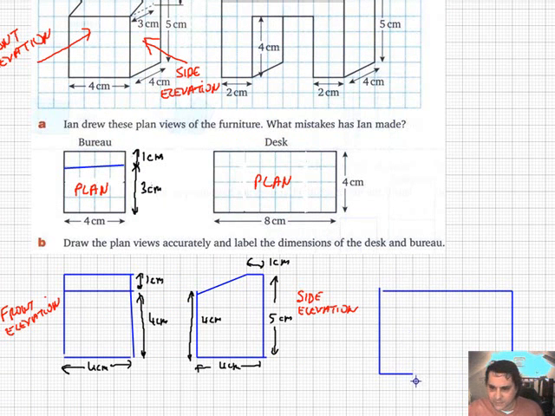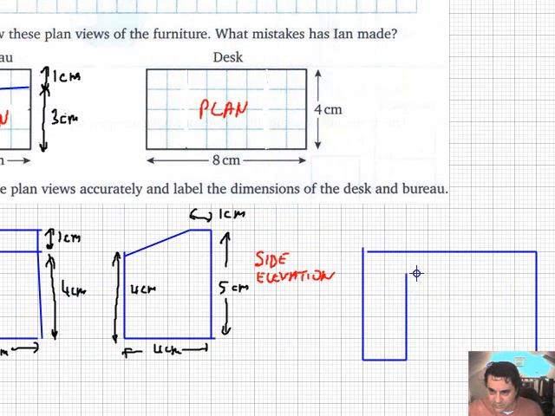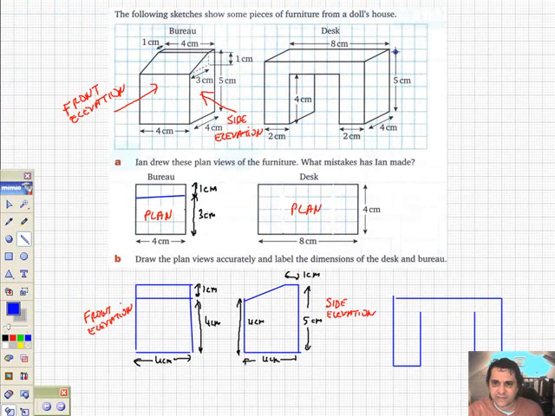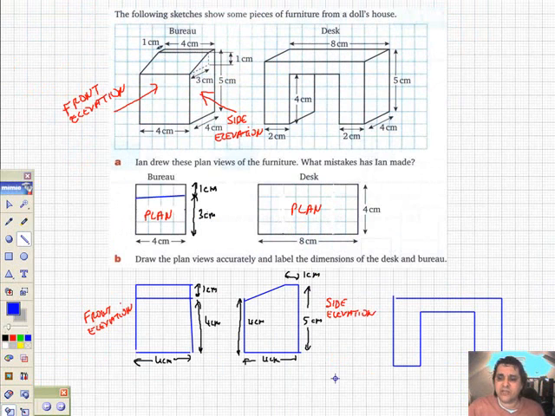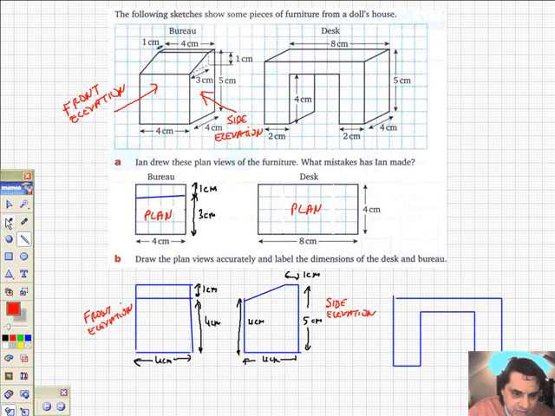It says 4. So 1, 2, 3, 4. Oops, I didn't quite do it well. Just stretch that a little bit. 1, 2, 3, 4. And if that's 4 and that's 5, that's going to have to be 1. I can see 1 square there anyway. And that's it. That's the front elevation of the desk. And let's label it as such straight away in red. So that's front elevation.